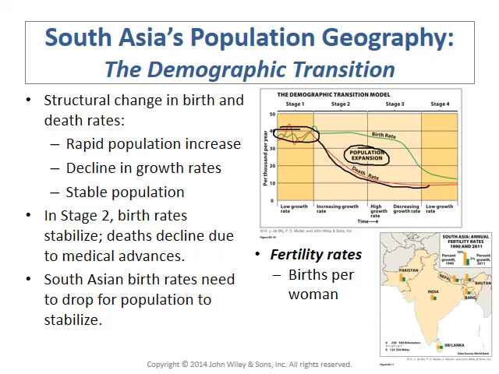And the key is to reduce the birth rate. Giving women access to contraception allows the birth rate to fall, which allows the population to stabilize.